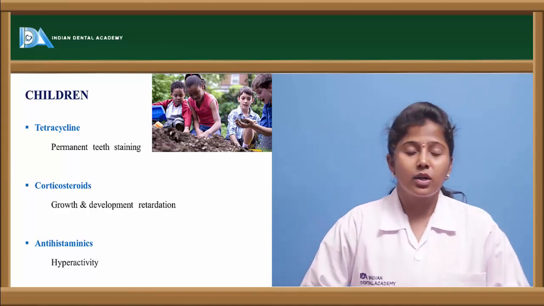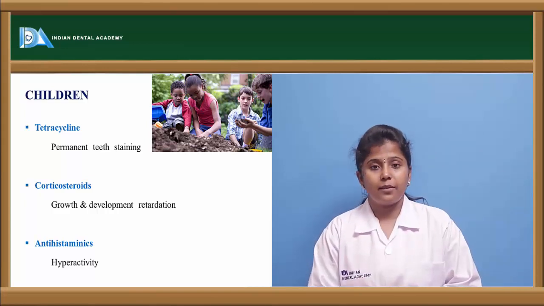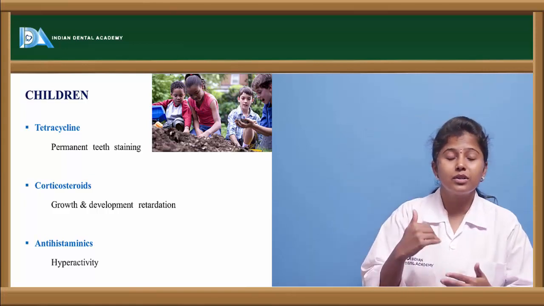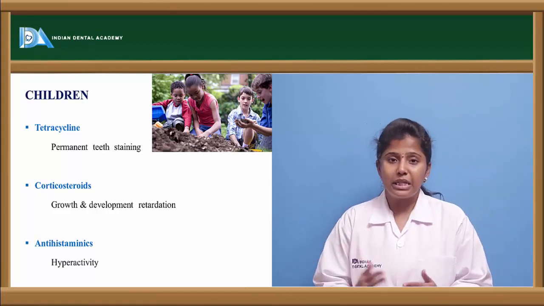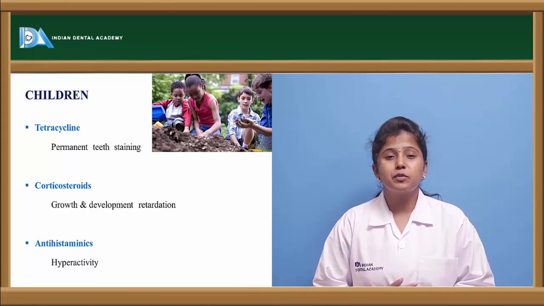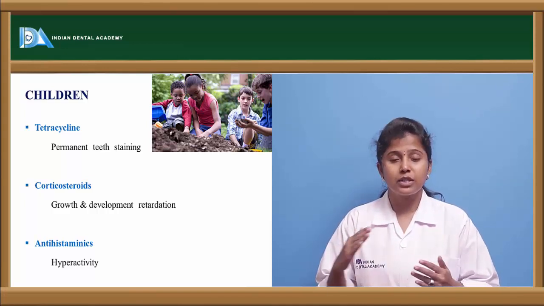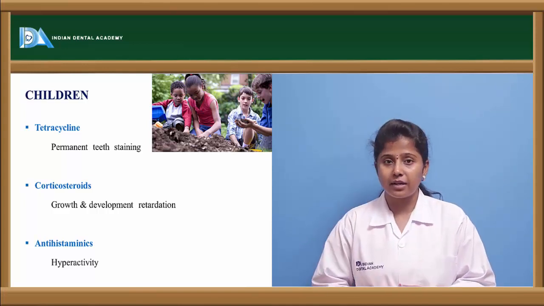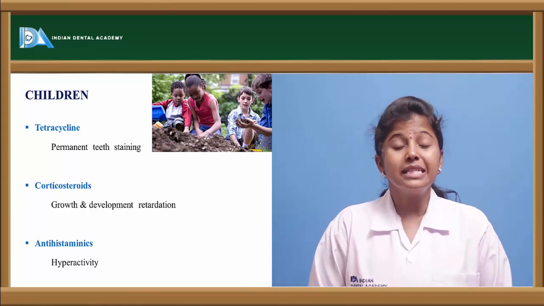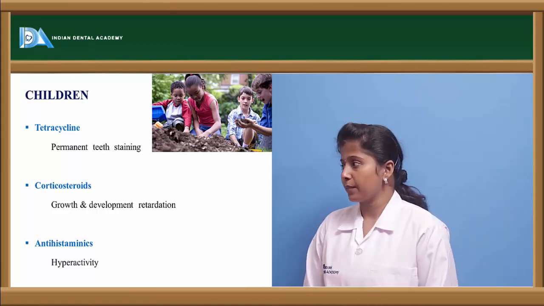And the drugs like corticosteroids. These corticosteroids show effects like growth development. This growth development may alter with the age group also. If we give corticosteroids to old age people, they won't act by the mechanism of growth development. They may act by another mechanism to show another response. And the other one is antihistaminics. These antihistaminics show hypersensitivity reactions in these age groups.